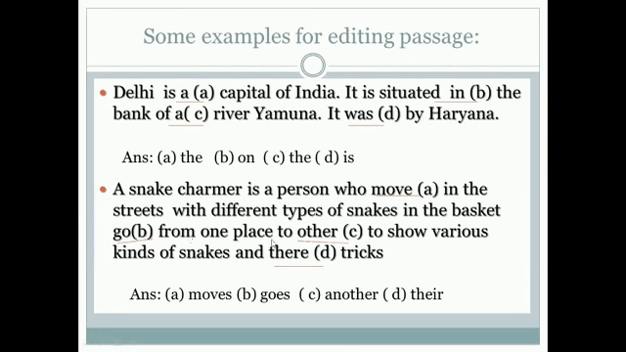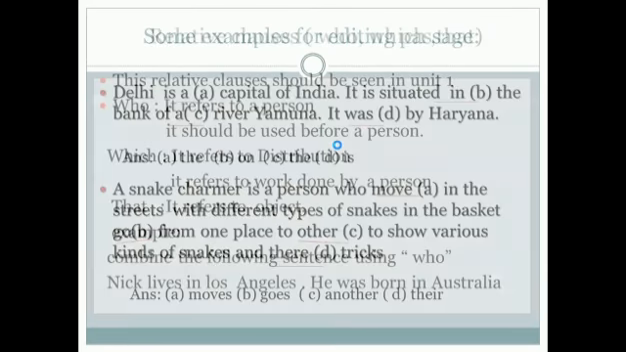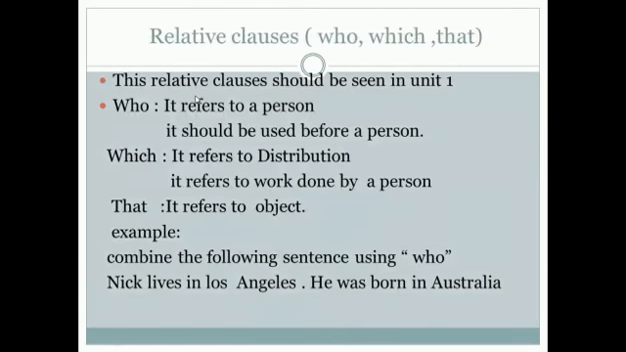Is it correct? No, because it should be "from one place to another." Here, the word was a spelling mistake, and to show various kinds of snakes and their tricks. And a relative clause is nothing but combining sentences. So if you see here, who refers to a person and it should be used before a person. And which refers to work done by a person. And third, it refers to the object.